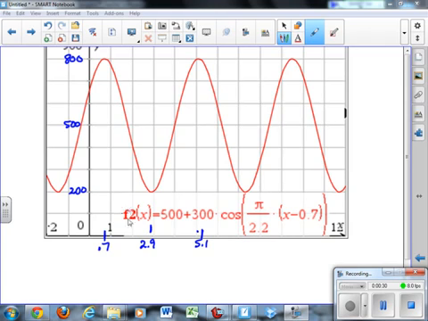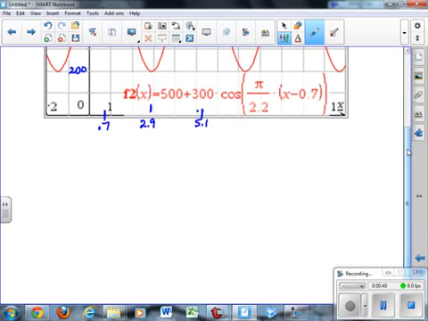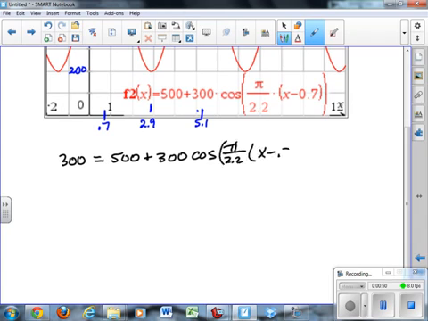So in other words, I'm looking specifically for y equal to 300, and I want to solve this equation. So I'm going to plug in 300 for y. So I have 300 is equal to 500 plus 300 cosine of pi over 2.2 times x minus 0.7.